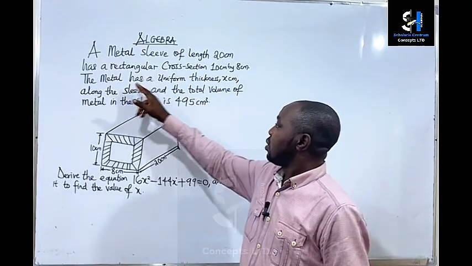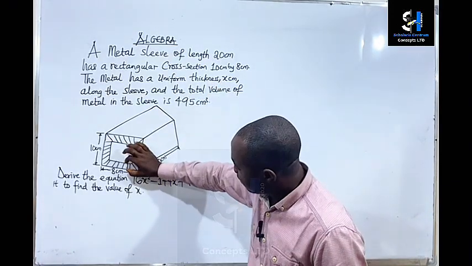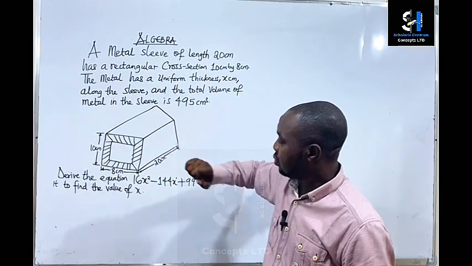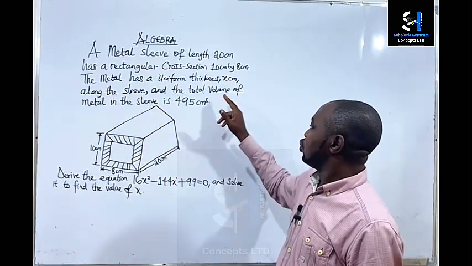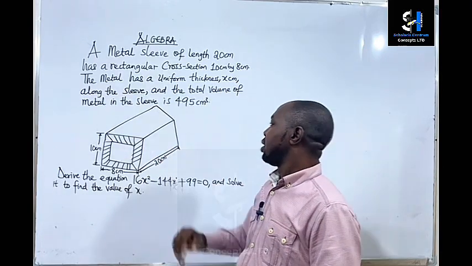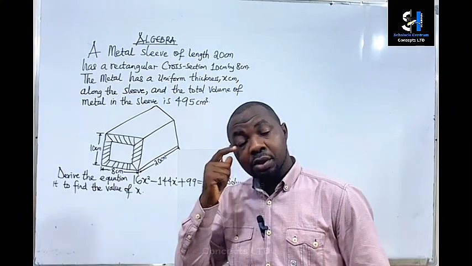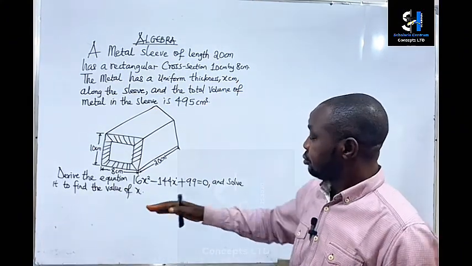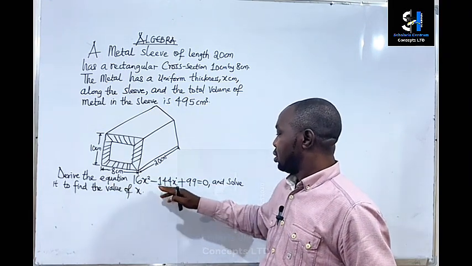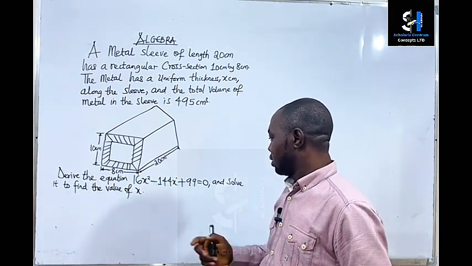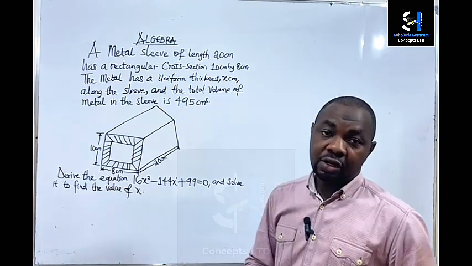Now the metal has a uniform thickness x centimeters, which means the thickness of the material of the metal is x centimeters along the sleeve, and the total volume of metal in the sleeve is 495 cubic centimeters. We are given that we should derive the equation 16x squared minus 144x plus 99 equals 0 and solve it to find the value of x.